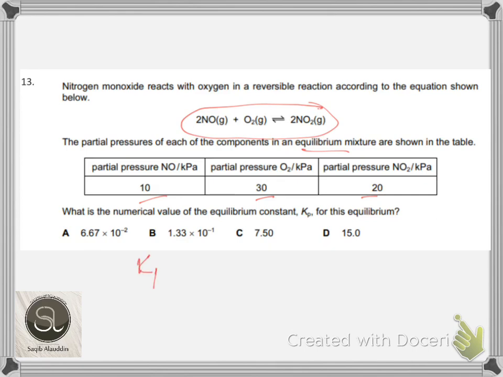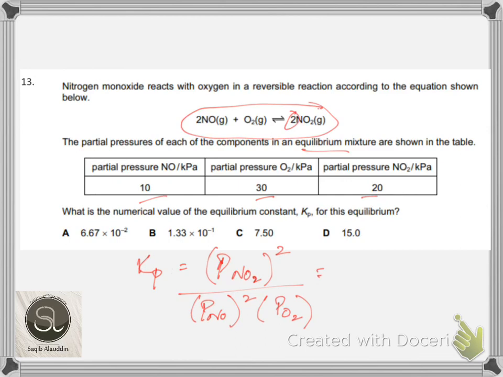Remember, Kp is partial pressure of the product. So we have partial pressure of NO2 raised to the power of 2, raised to the power of the coefficient in the balanced equation, divided by partial pressure of the reactant, again raised to the power of 2, and partial pressure of oxygen. So let's substitute all the values.